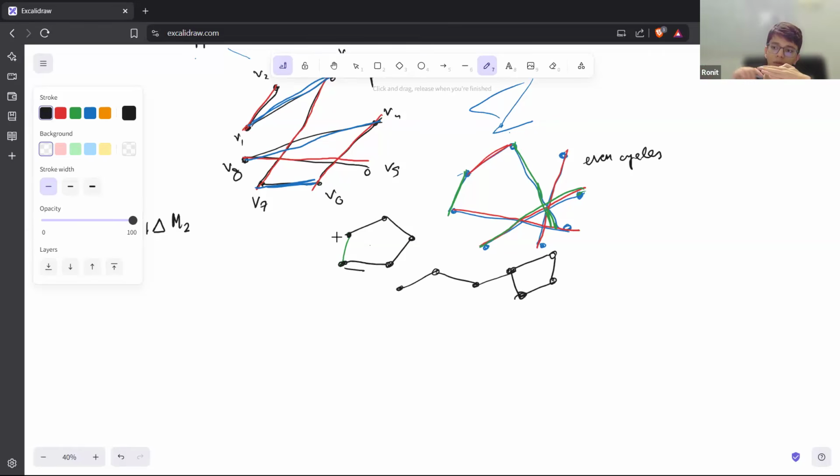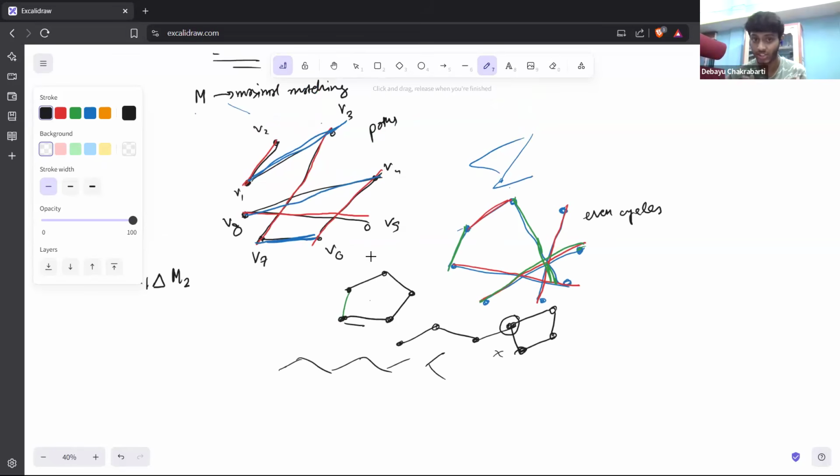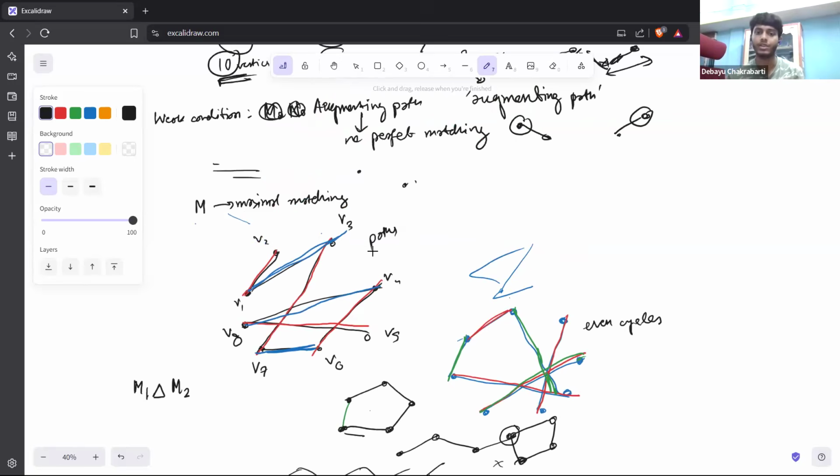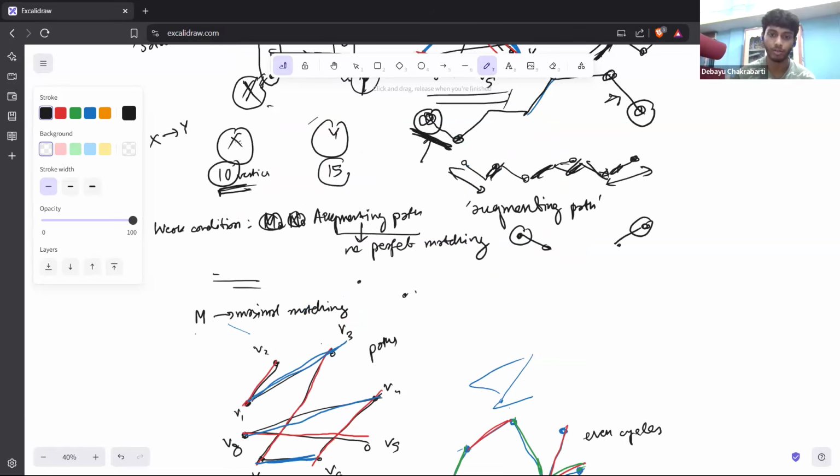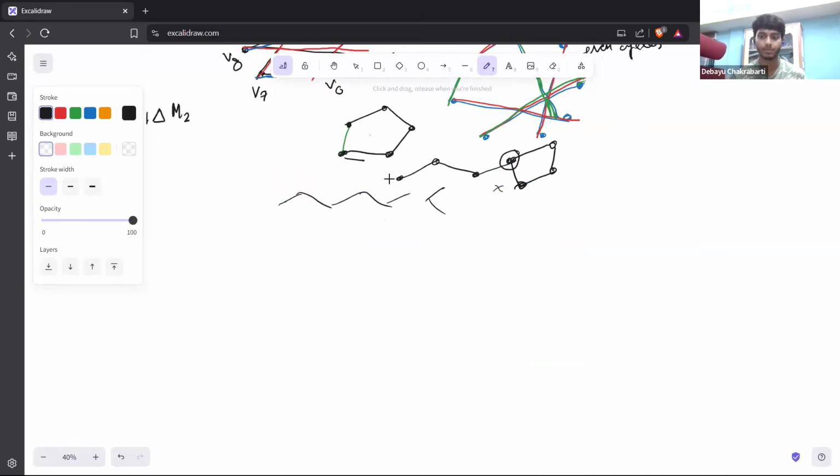Okay, if you ever have a path which has a cycle in between, then you would have a vertex with three edges coming out, and two of them must be of the same color. So that's not possible, right? So it's fairly simple to prove that it's just a union of paths and even cycles. So we have some structural understanding of when you have two matchings. Now let's get back to our augmenting path claim.